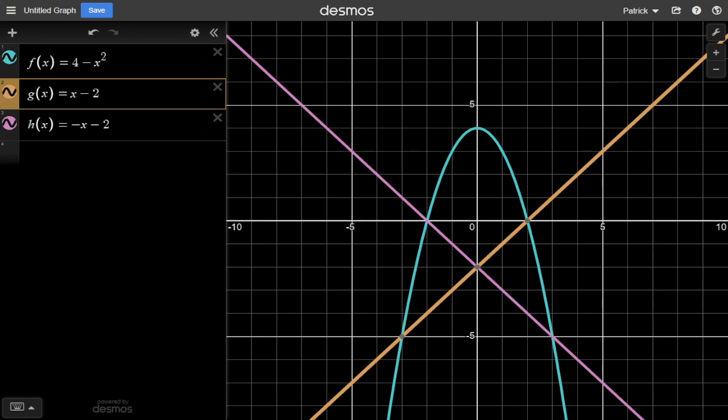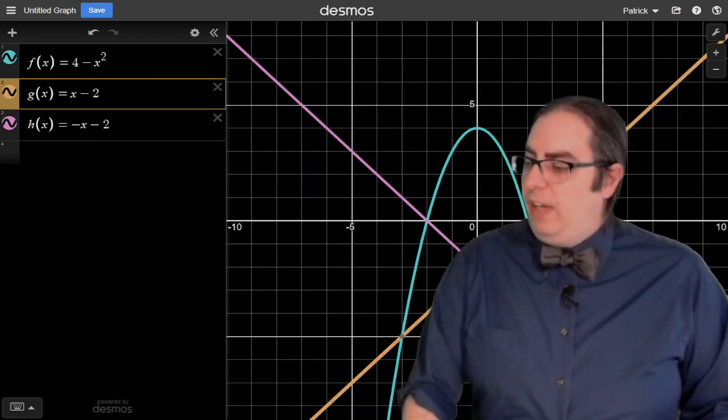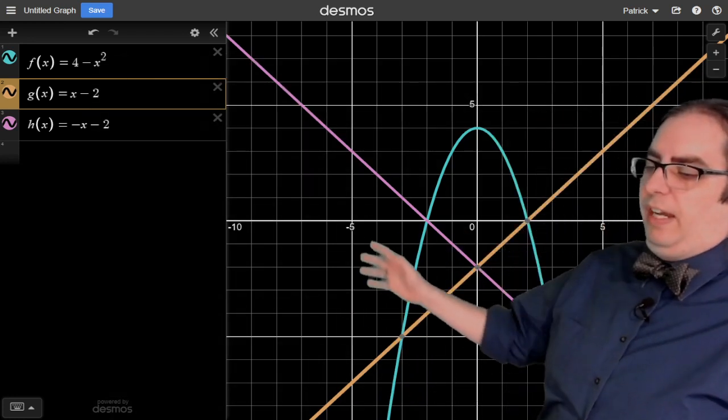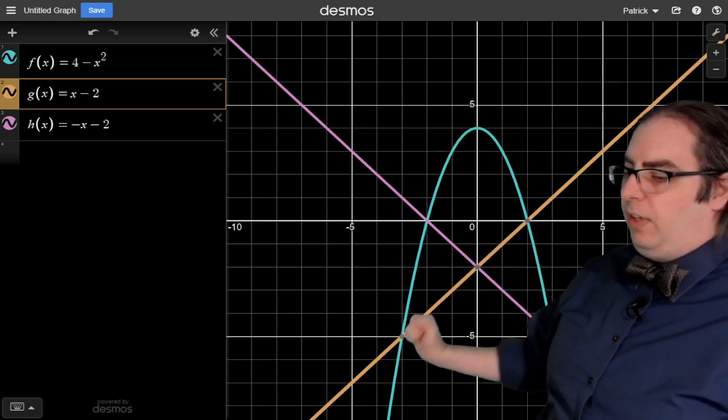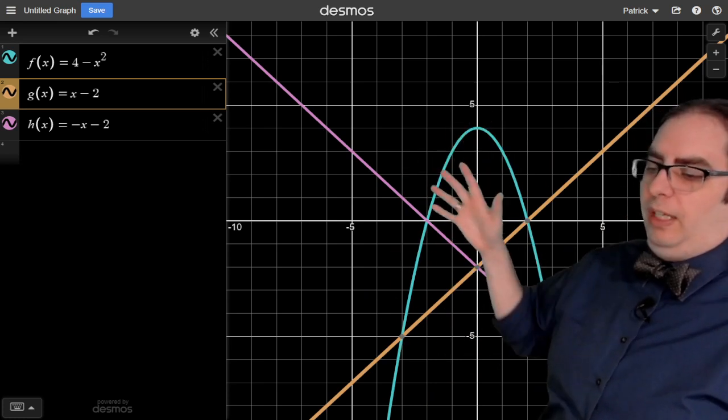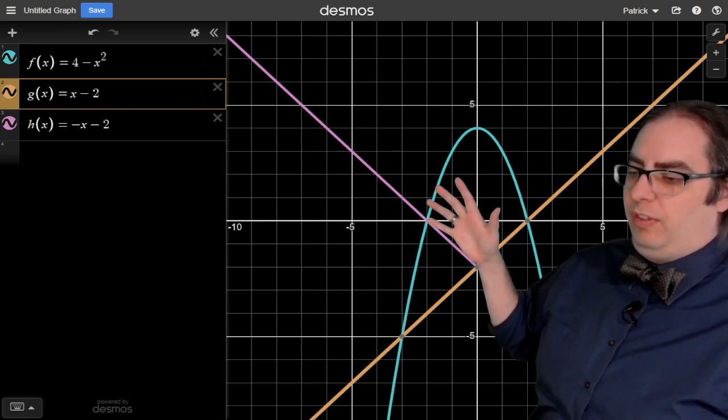All right, one more example here today. If I jump back over to my graphs in Desmos, you can see I have the functions f of x is 4 minus x squared, g of x is x minus 2, and h of x is negative x minus 2. I have three curves here. And what I want you to notice is that if I had just considered f of x and g of x, I've got this parabola, I've got this line, and there is a space between. It looks kind of similar to the space we looked at in the first example.